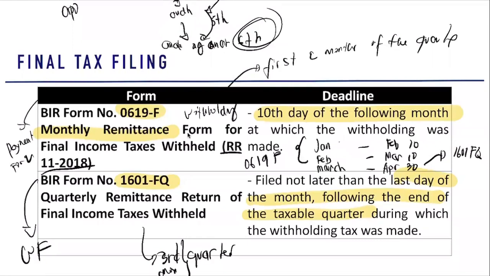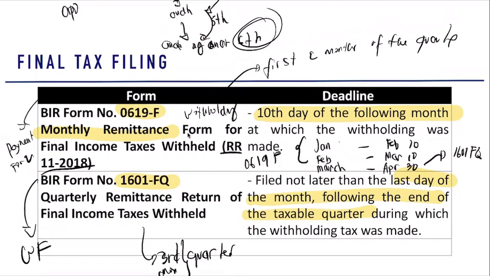Okay? 1601FQ and 0619F. First 2 months of the quarter, 0619F; 1601FQ, last month of the quarter, and due 30 days after, or last day of the following month. 10th day of the following month for 0619F. Okay, so that's it for this final taxes.